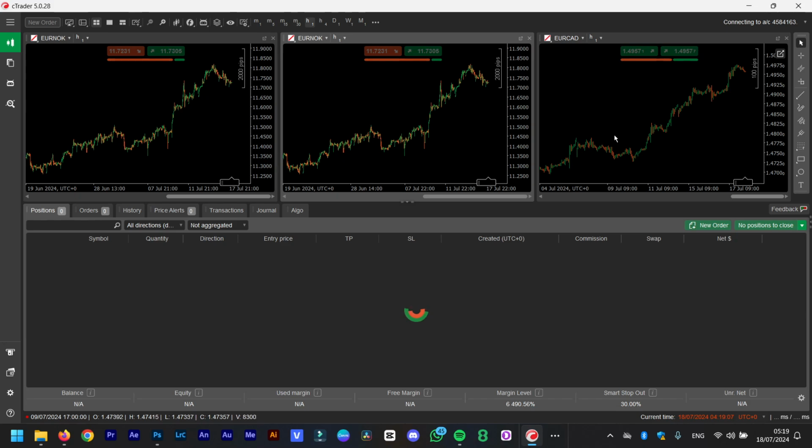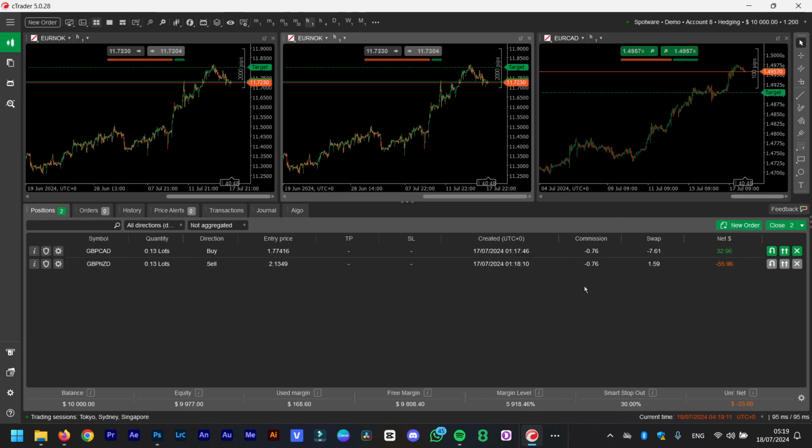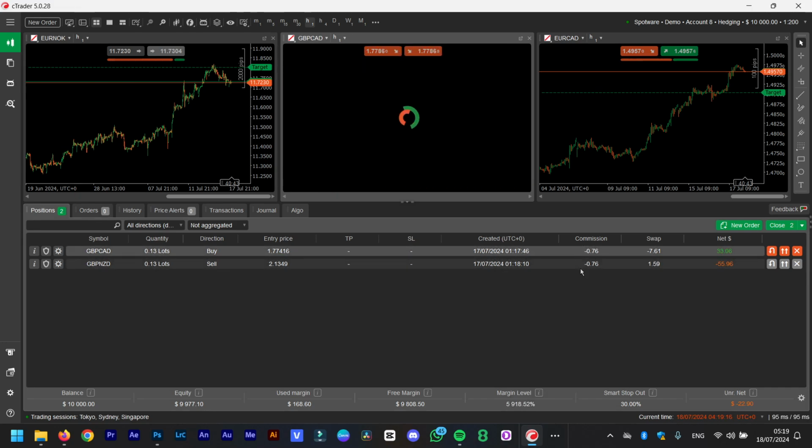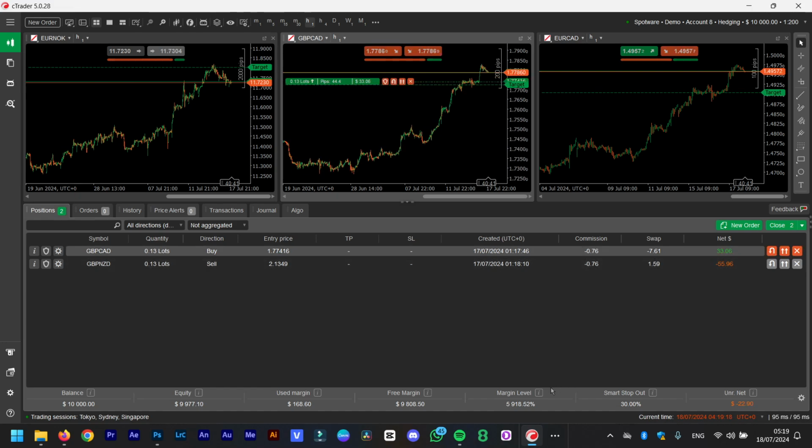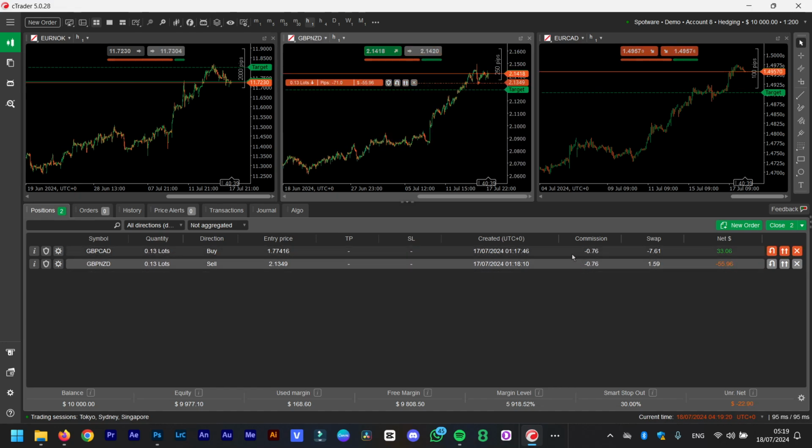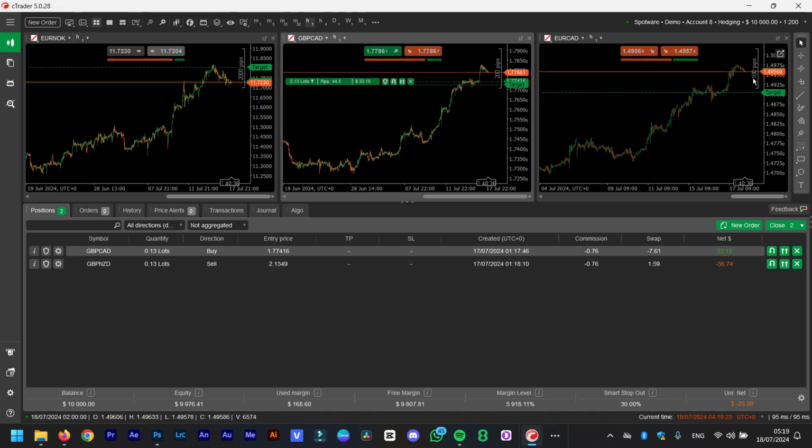Now I have account number 8. Same thing with account number 8. So as you can see, the margin level here is 5,000%. So as long as we have a good margin, everything else is pretty much okay to deal with.